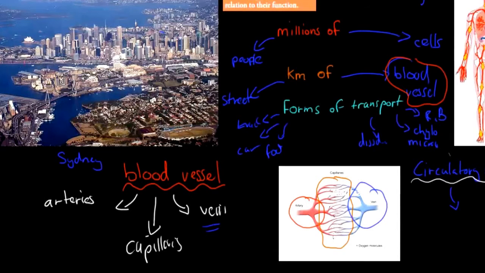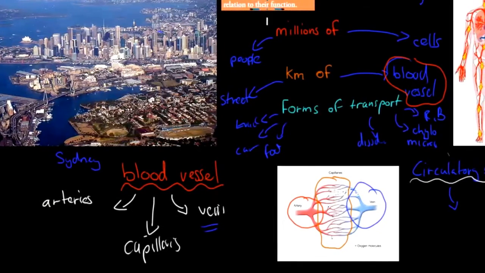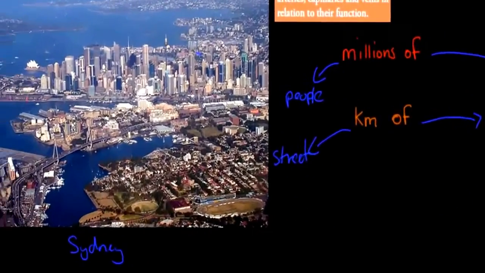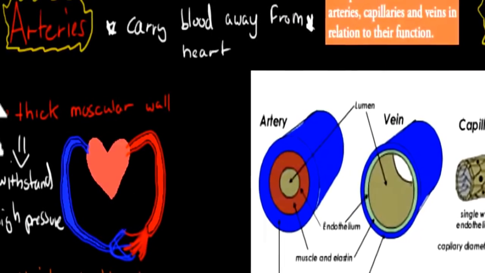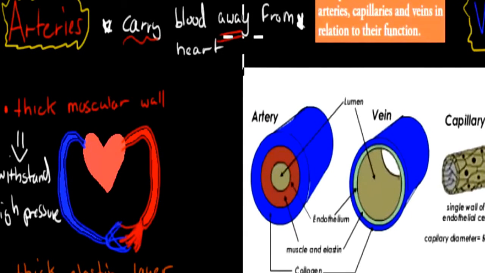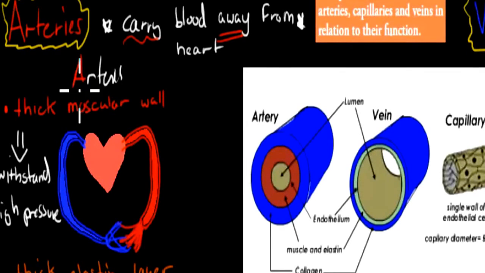So when it comes to this dot point, what we have to do is compare these blood vessels, the arteries, capillaries, and veins. We have to compare them in terms of their structure, so what kind of structure do they have, and relate the structure to their function. So that's what we'll do now. So arteries carry blood away. A for away, so arteries. And you can imagine that A stands for away because arteries carry blood away from the heart.